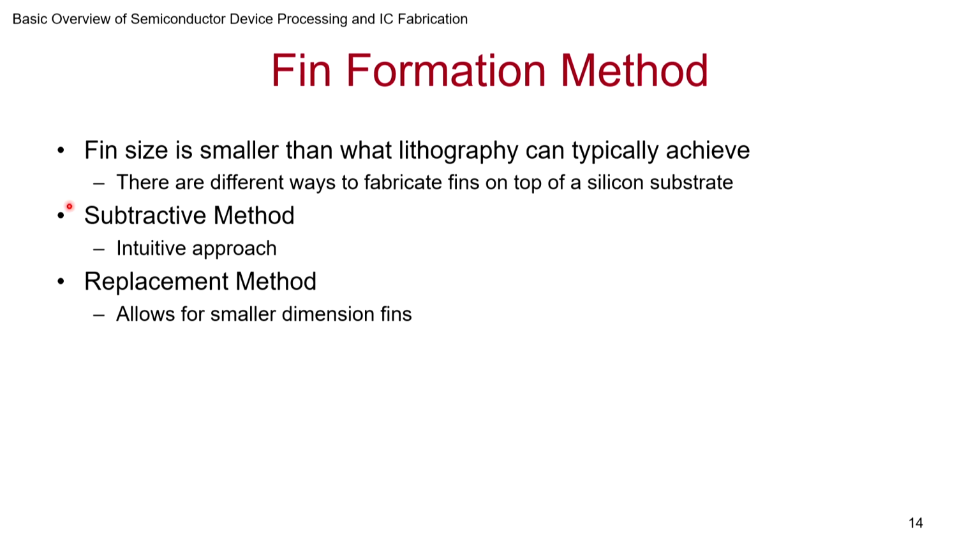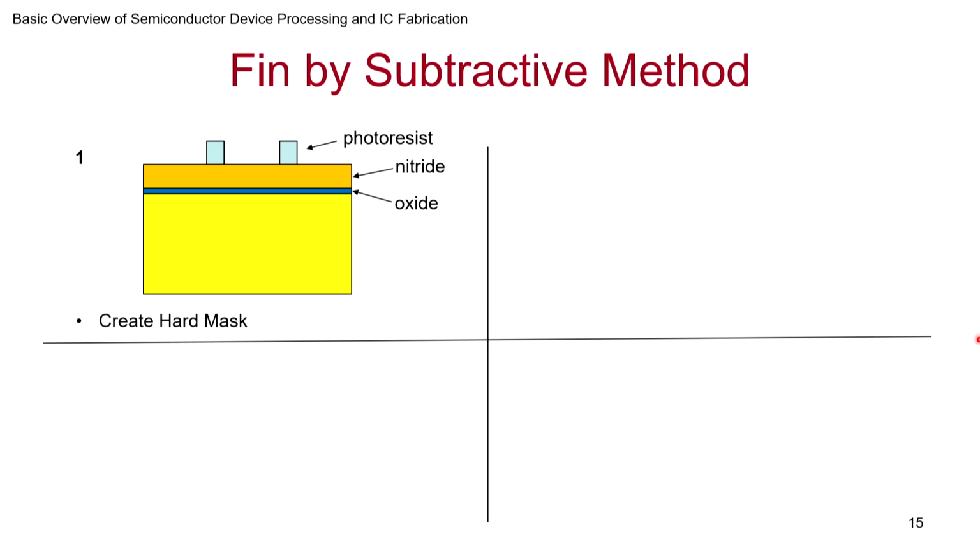So I will be highlighting a couple of process methods that people are using. One is a subtractive method, which probably is an intuitive method using lithography and so on. And then you could also use a replacement method. Okay, so actually this allows you to make even smaller dimensions and closer pitch. So let's start off with some basic processing. So we start with a silicon substrate, as we did in earlier process examples.